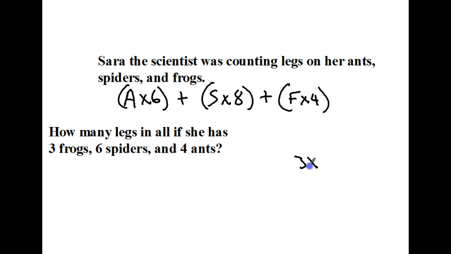3 frogs would be 3 times 4. 6 spiders would be 6 times 8. And 4 ants would be 4 times 6.